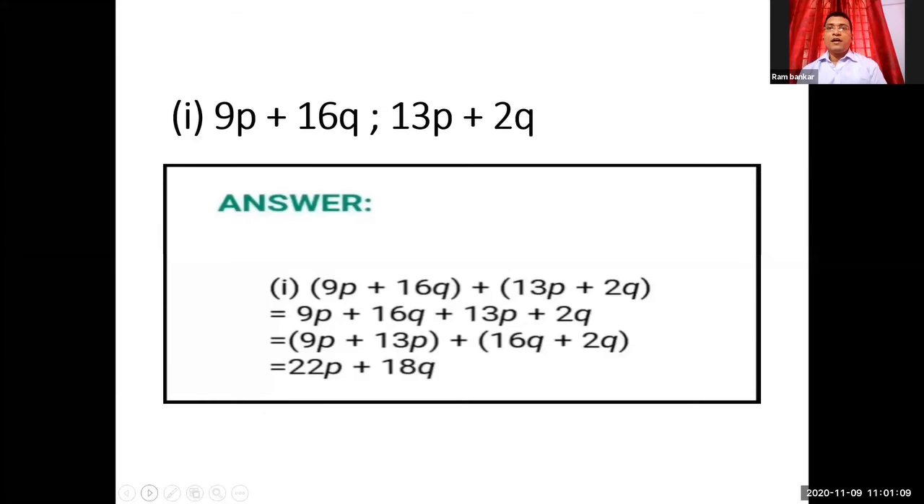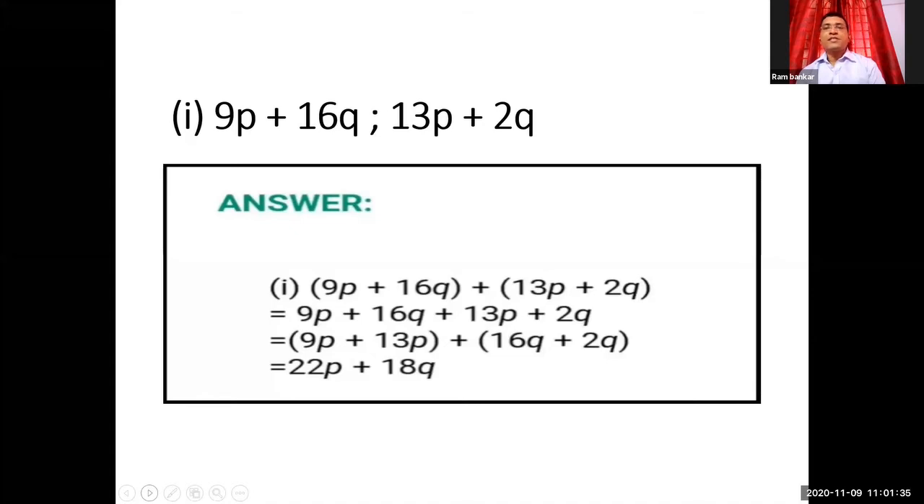In the first expression, 9p plus 16q, semicolon, 13p plus 2q. Binomial plus binomial. Is it very simple? Look at the answer. In the first step, we remove the brackets.